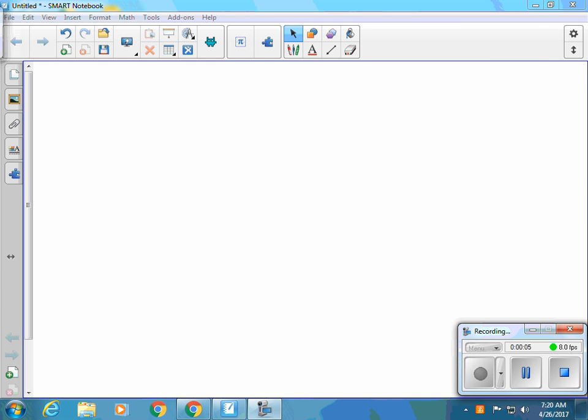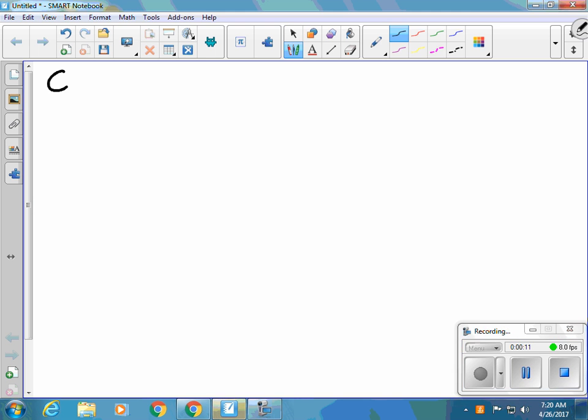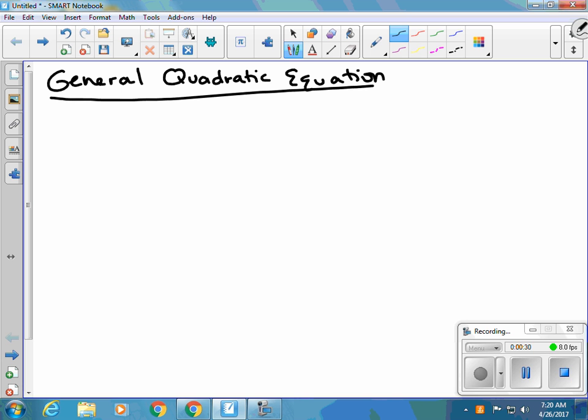Now that we've worked with our different conic sections and we've kind of worked with their equations, we need to talk about the general quadratic equation. Using the general quadratic equation, we can determine whether you have an ellipse, a hyperbola, a circle, or a parabola based on this general quadratic equation.